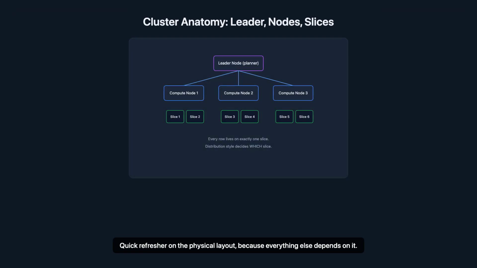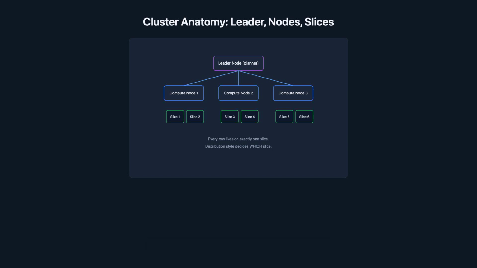Quick refresher on the physical layout because everything else depends on it. At the top sits the leader node, which plans queries but stores no user data. Underneath, you have compute nodes, which actually hold and process the data. And here's the part most people miss. Each compute node is divided into slices, which are independent storage and CPU units. A node with 8 slices is really 8 little workers running in parallel. Every row in your table lives on exactly 1 slice, and the distribution style is what decides which slice gets which row. That choice is the foundation of everything that follows.